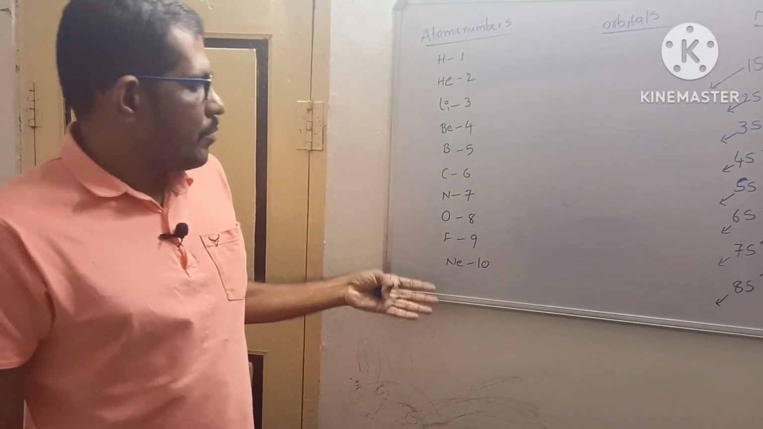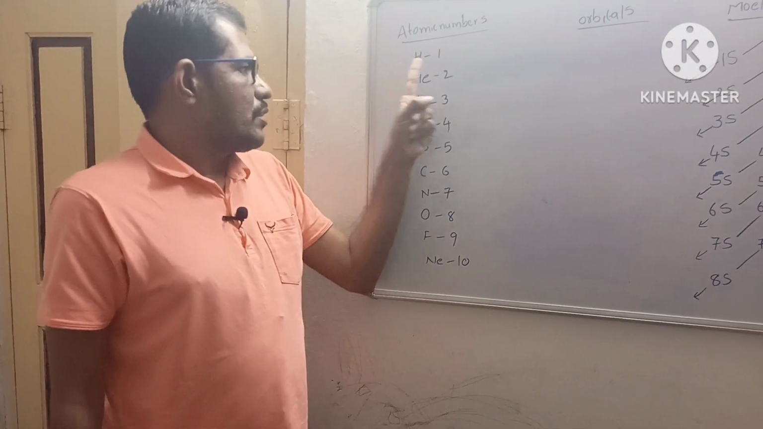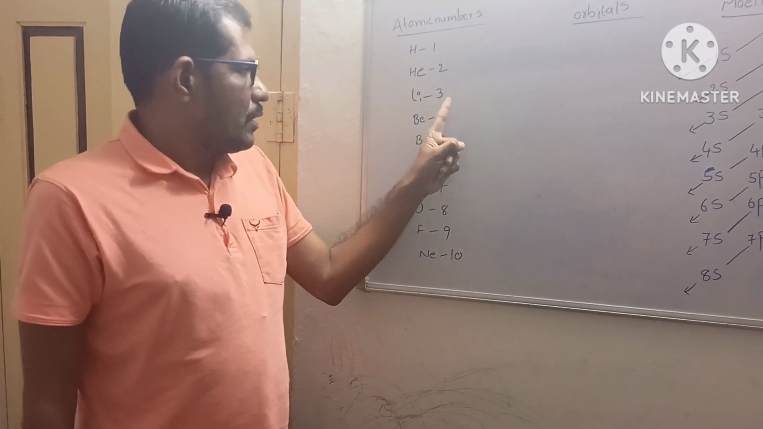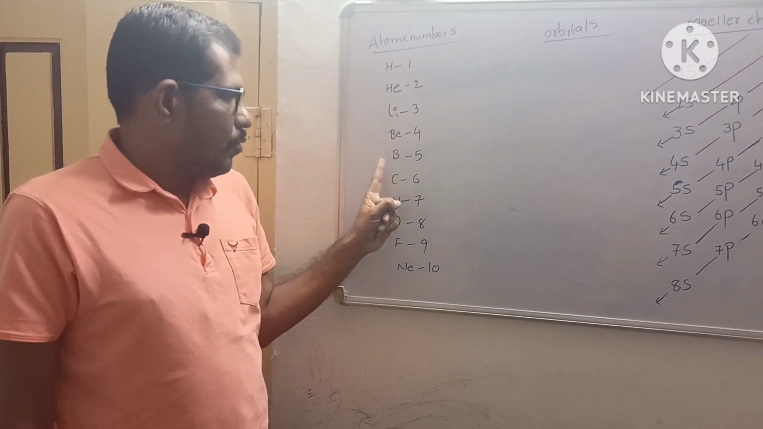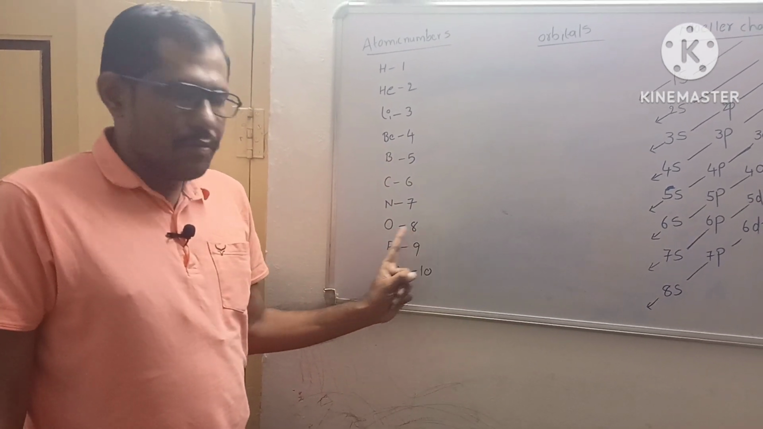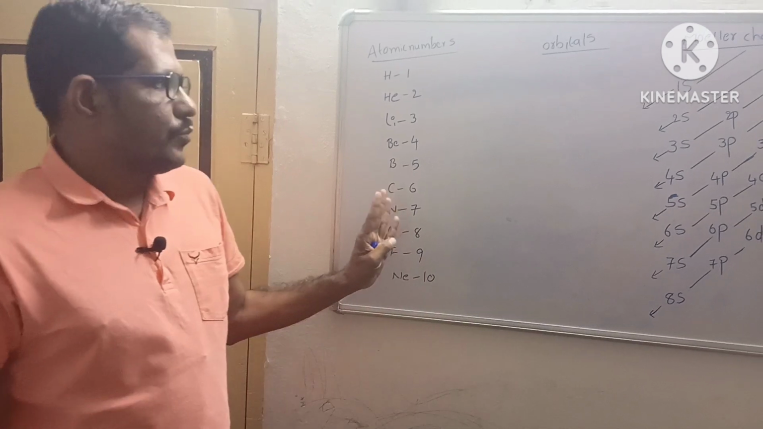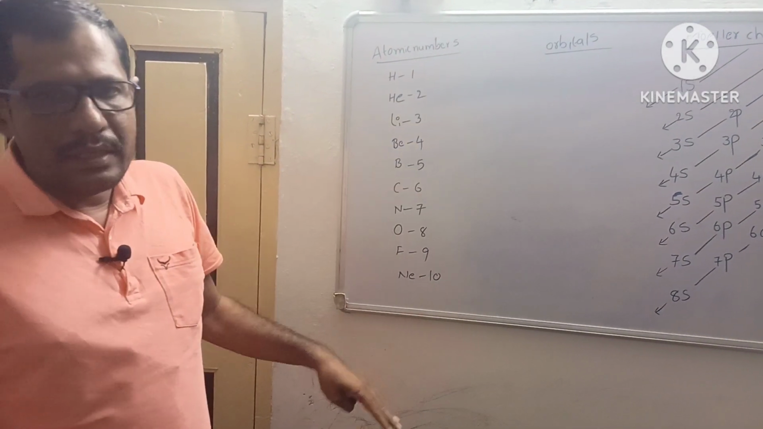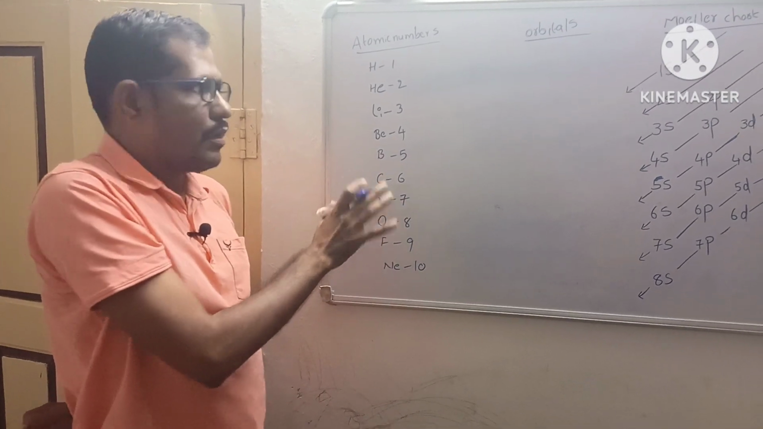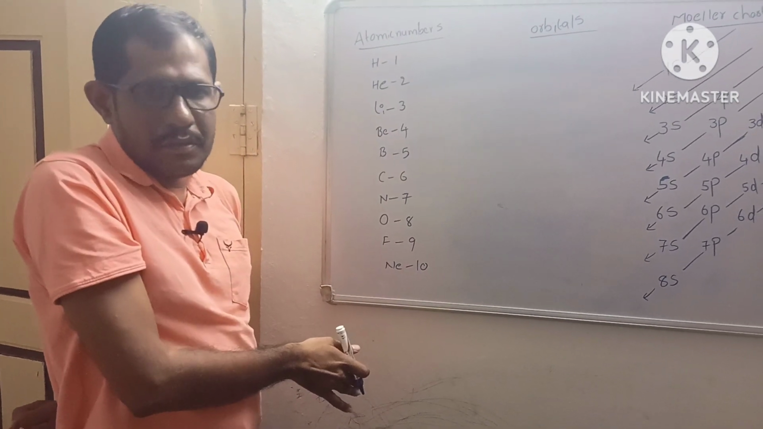Remember these 10 atomic numbers. I repeat: hydrogen is 1, helium is 2, lithium is 3, beryllium is 4, boron 5, carbon 6, nitrogen 7, oxygen 8, fluorine 9, and neon 10. So you are clear with the atomic numbers. To write the electronic configuration, you are clear with the first step.